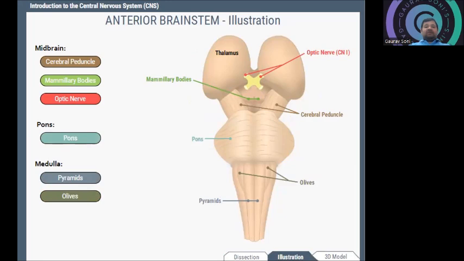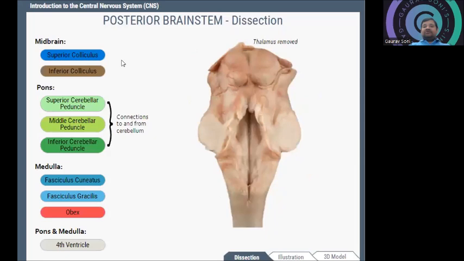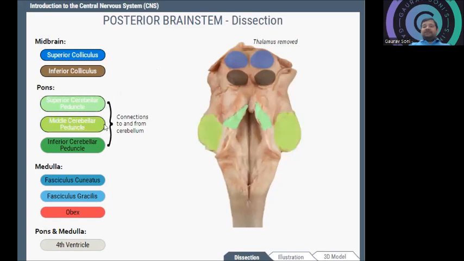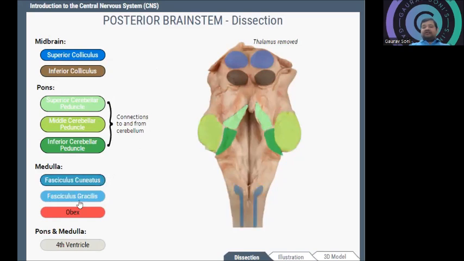Now we'll go to the posterior brainstem, and how it looks from the posterior side. In the dissection, in the midbrain you can identify the superior colliculus and inferior colliculus. In the pons, you can identify the superior cerebellar peduncle, middle cerebellar peduncle, and inferior cerebellar peduncle. These are connections to the cerebellum. Then in the medulla, you can see fasciculus cuneatus, fasciculus gracilis, and obex. And lastly, in between the pons and medulla, you can see the fourth ventricle.